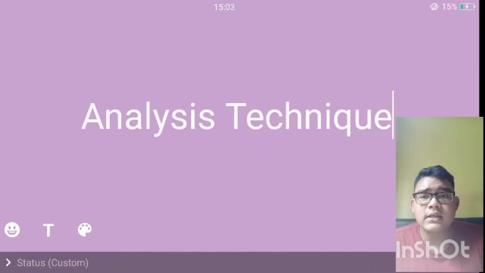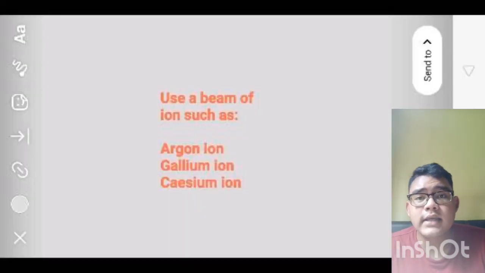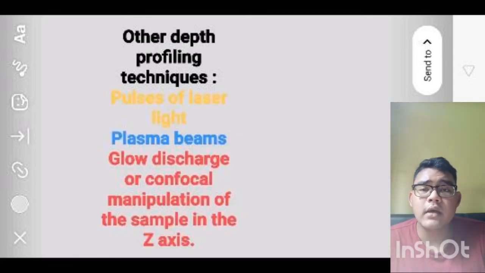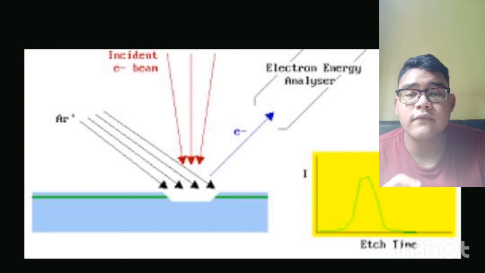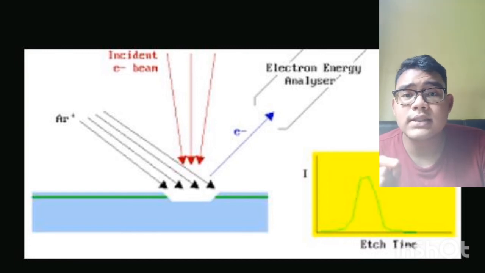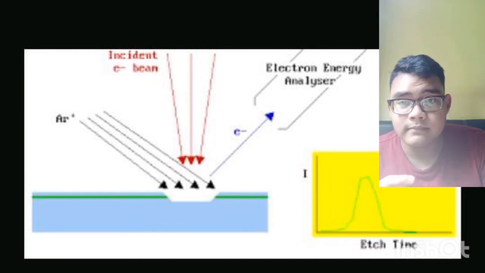There are many analysis techniques that perform depth profiling. Some use a beam of ions such as argon ions, gallium ions, and caesium ions. Other depth profiling techniques use pulses of laser light, plasma beams, glow discharge, or confocal manipulation of the sample in the z-axis. The depth profiling process involves the repeated removal of the sample down to the desired depth that we want.